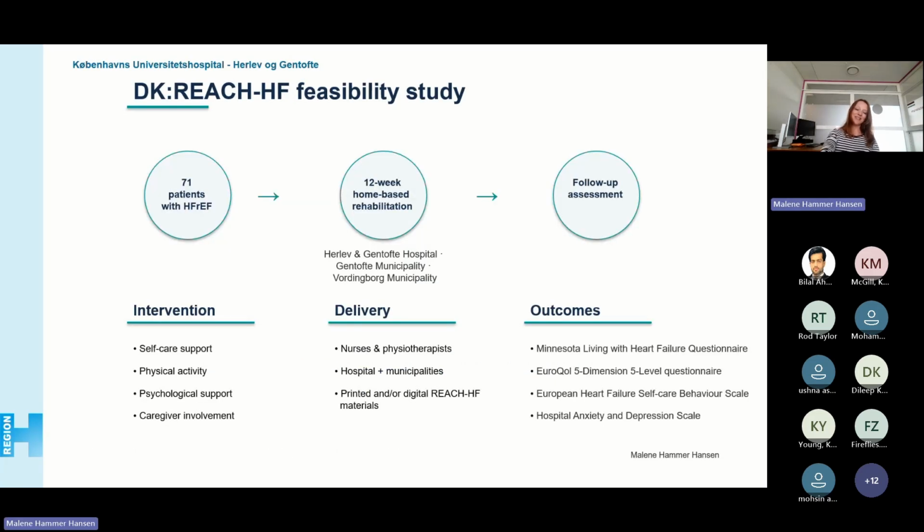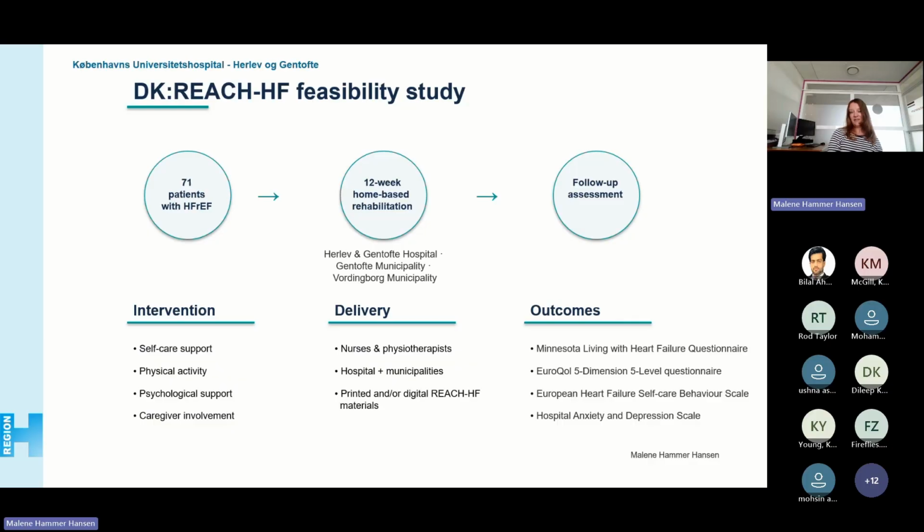So once the program had been adapted, the next step for us was to see whether it could actually work in a Danish healthcare setting. So we therefore conducted a multi-center feasibility study across 3 sites, including 1 hospital and 2 municipalities. And we recruited 71 patients with heart failure. Importantly, these were patients who had declined conventional center-based rehabilitation. They were then offered the DK REACH program. So in other words, they were exactly the group we were hoping to reach.